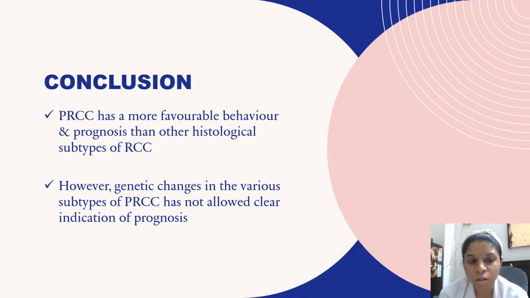So coming to the conclusion, papillary RCC has more favorable behavior and prognosis than other histological subtypes of RCC like clear cell, etc. However, unlike the earlier classification, now the genetic alterations are coming up, so they are divided into different types. The prognosis is also different for different entities according to the molecular alterations, but overall it has a much more favorable behavior.